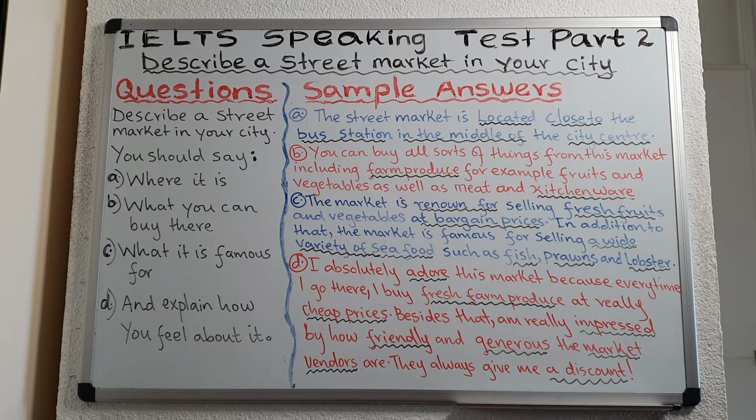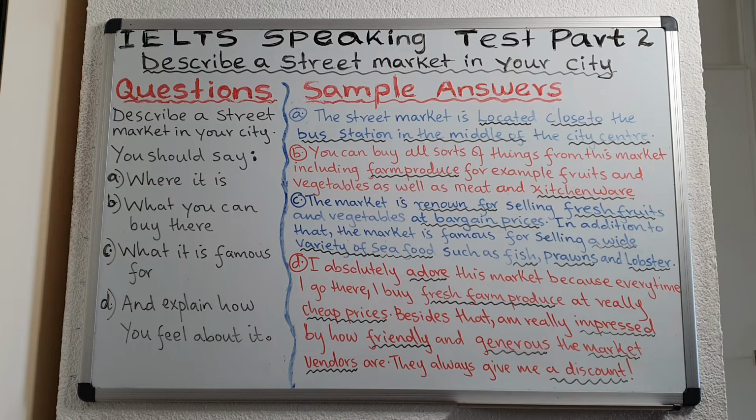Now, let's begin with the questions. Describe a street market in your city. So you have to think about a street market that you have in your city, a market that is located in a particular street in your city. You should say: A, where it is; B, what you can buy there; C, what it is famous for; and D, explain how you feel about it.